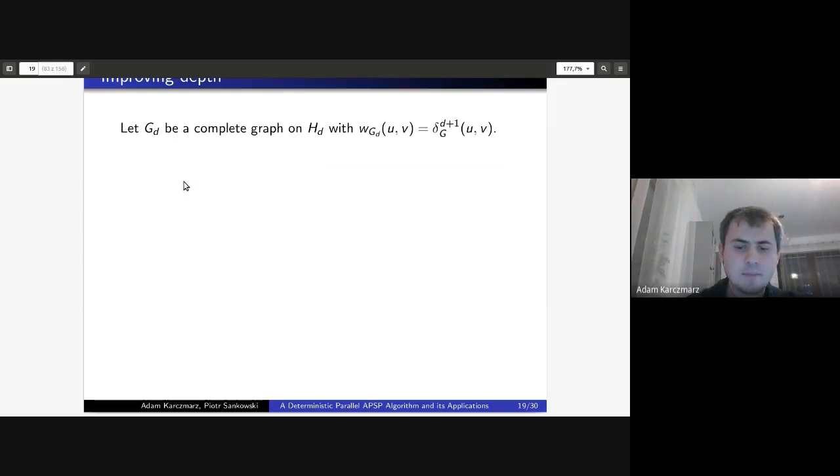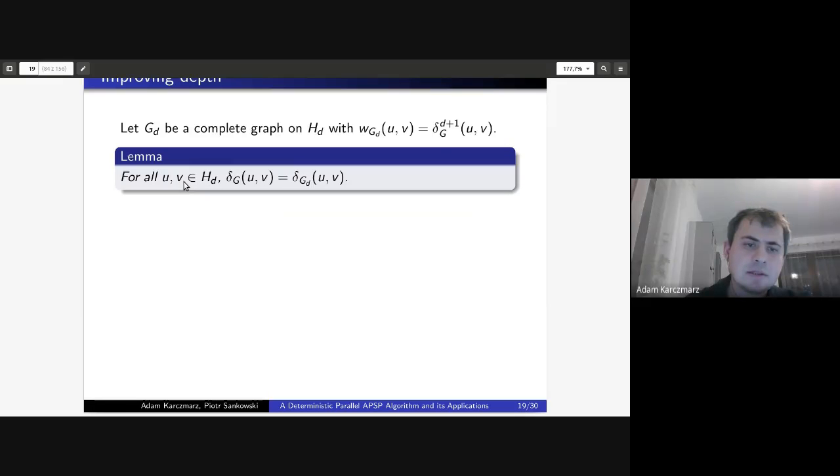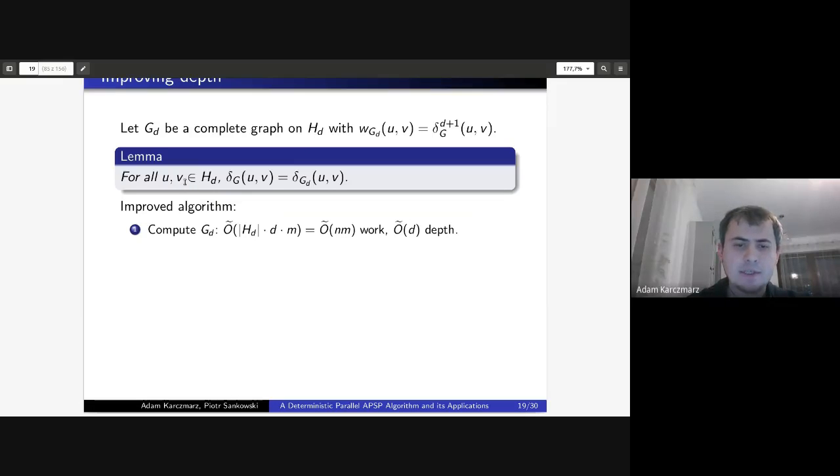So to get them, consider the graph G_D, a complete graph on the D hub set, which encodes the D plus 1 hop constraint distances between the D hubs in G. One can inductively prove that the distances in this dense graph G_D and G are equal for the D hubs. We are going to skip the proof right now, but it's not that hard. And given that, the improved algorithm is now as follows.